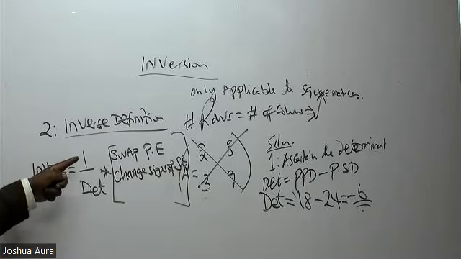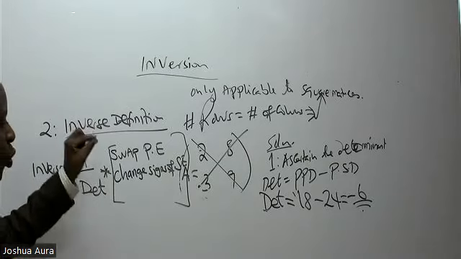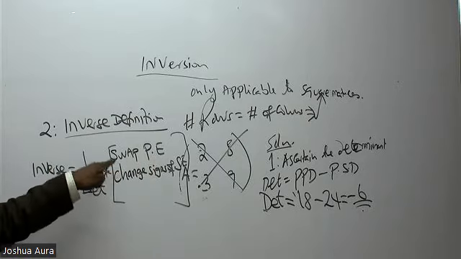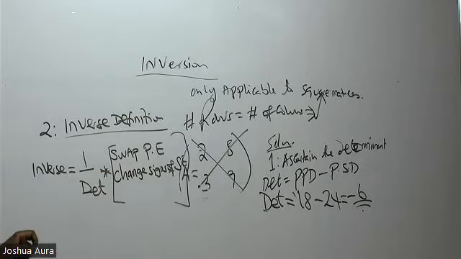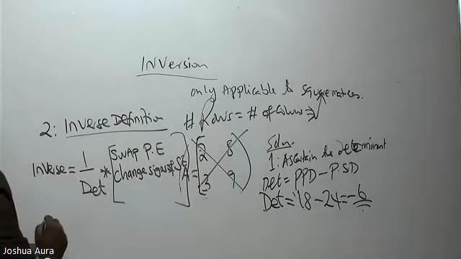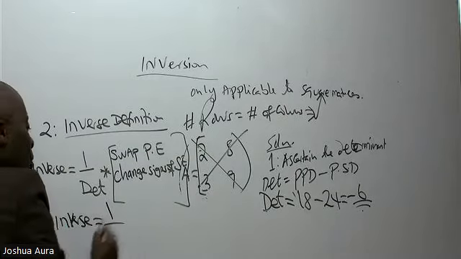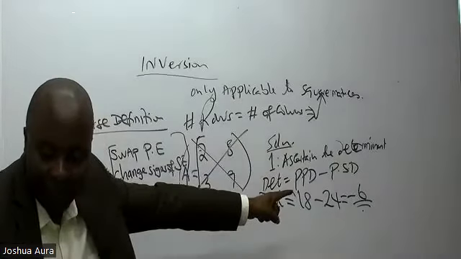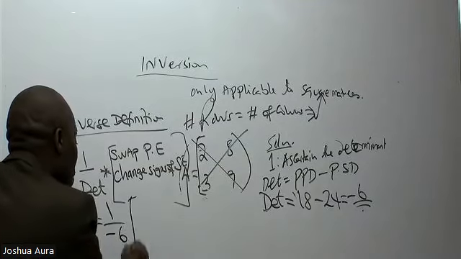So the universe will be 1 over the determinant into you swap the primary elements. PE stands for primary elements. And then you change signs of secondary elements. So remember, this is my main matrix, ladies and gentlemen. So therefore, my universe will be equal to 1 over the determinant. Fortunately, we had obtained our determinant.